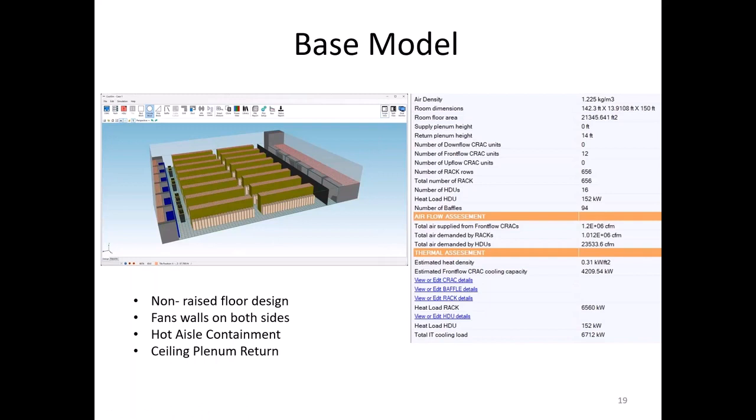The room is about 20,000 square feet. It's not that big, but we're dumping nearly 7 megawatts into that room. Our density is about 310 kilowatts per square foot. So this thing is pretty well packed. It's got a large return plenum, 14-foot return plenum to get all that air back. But it's very common from what I'm seeing.